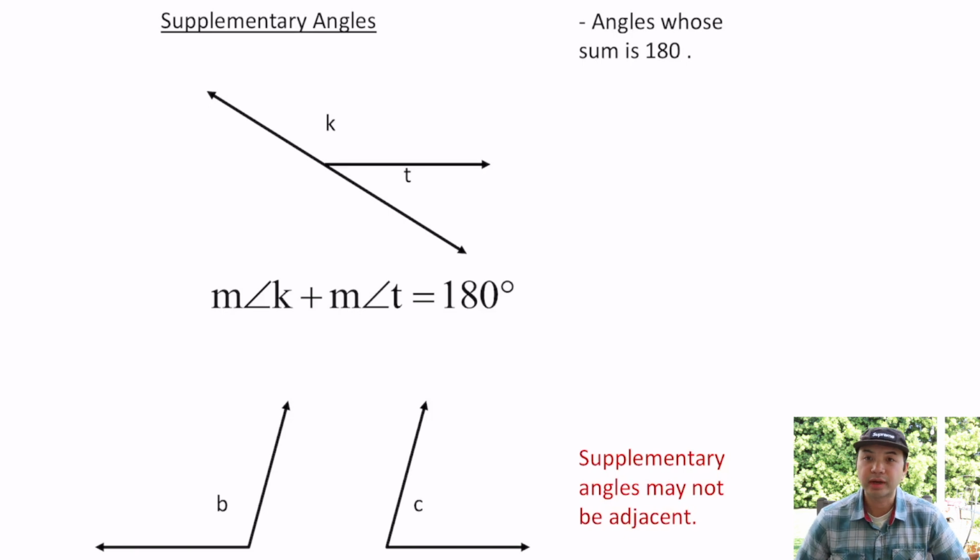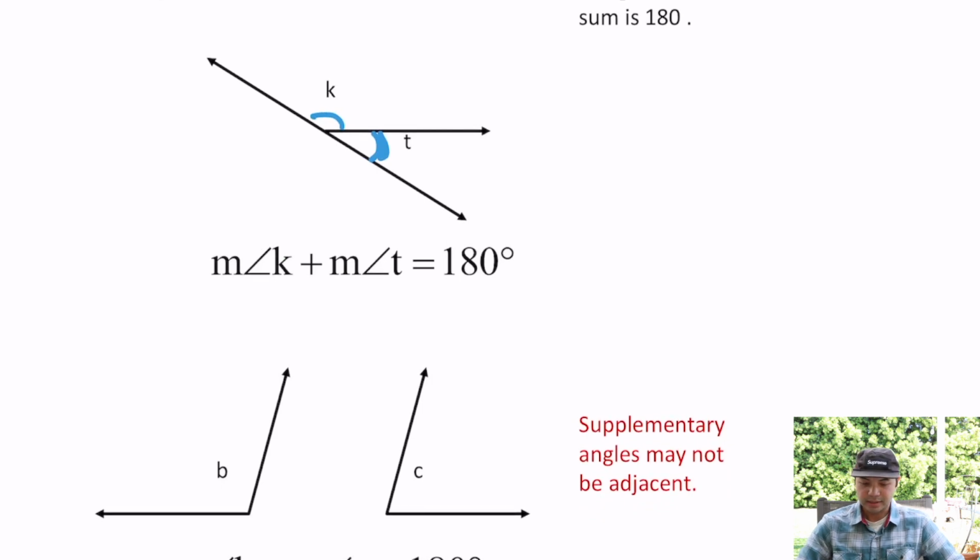Alright, moving on to supplementary angles. Supplementary means angles whose sum is 180 degrees. So same as complementary, the measure of angle k plus the measure of angle t is equal to 180 degrees. And same as complementary angles, supplementary angles don't have to be adjacent. They could be right next to each other, sharing a line, or they could be apart.